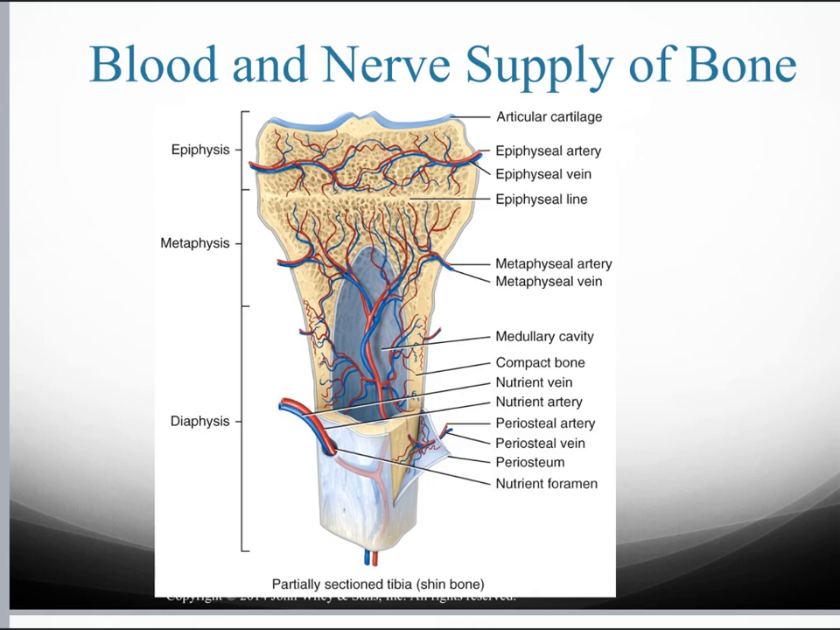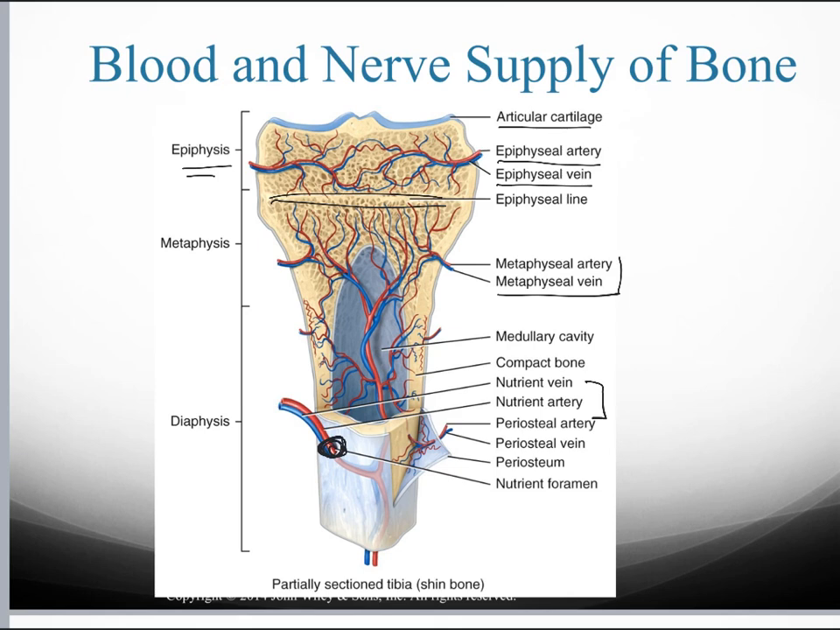Blood and nerve supplies of the bone. So we're going to start at the epiphysis. And we see we have our articular cartilage at the end, followed by epiphyseal artery, epiphyseal vein, and our growth plate, or closure thereof, the epiphyseal line. And then in the metaphysis, we have our metaphyseal arteries and veins, and then we have that main hole. Here's our nutrient foramen in that diaphysis, and the nutrient artery and vein moving through it.